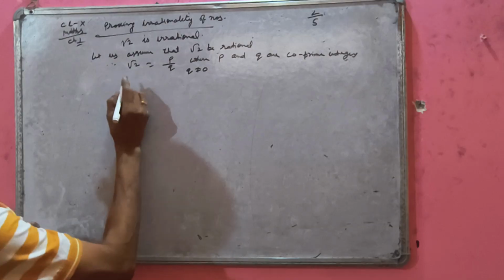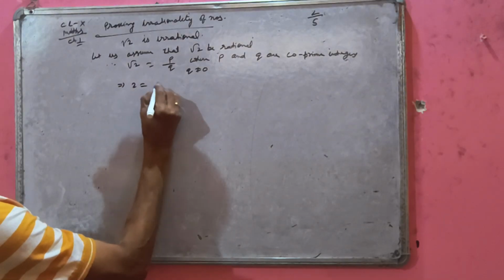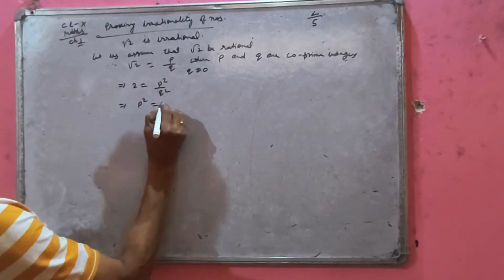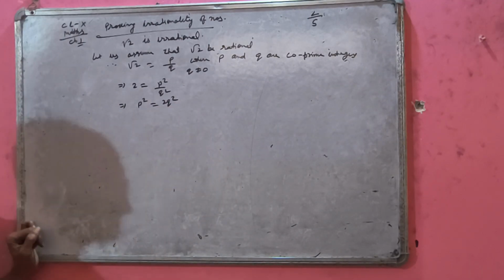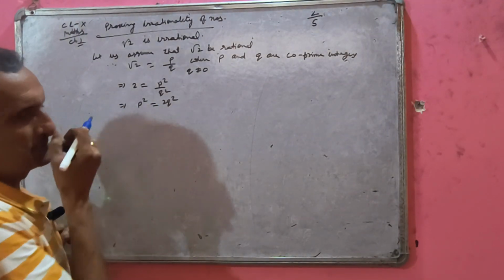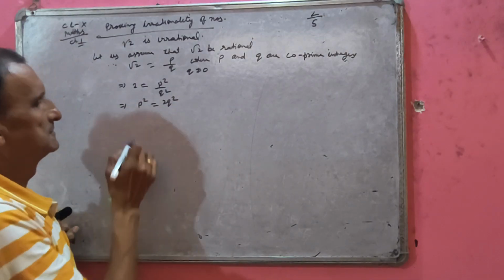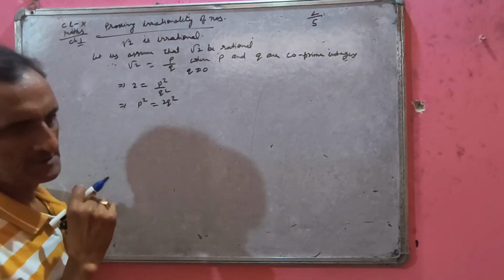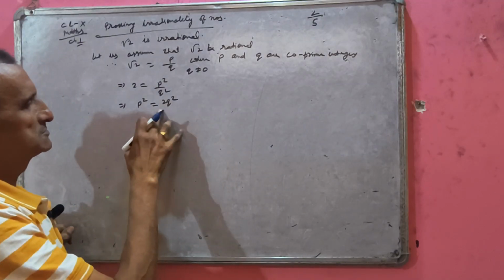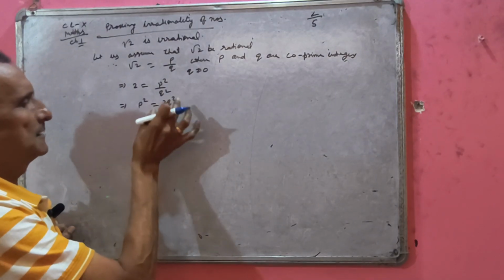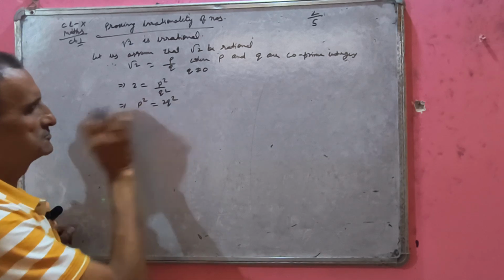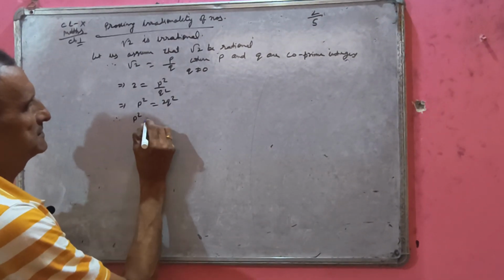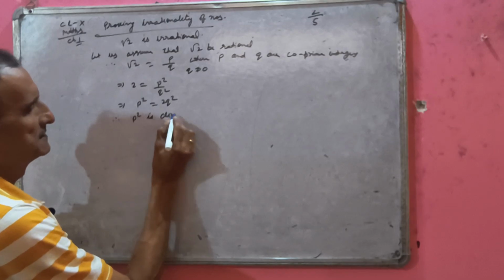Now what we will do is square both sides. So 2 equals what will we get? p square by q square. Then what will we get? p square equals twice q square. Now see, 2q square is a multiple of 2, or divisible by 2. And 2q square is equal to p square. This is divisible by 2, so this is also divisible by 2. So therefore you can write p square is divisible by 2.